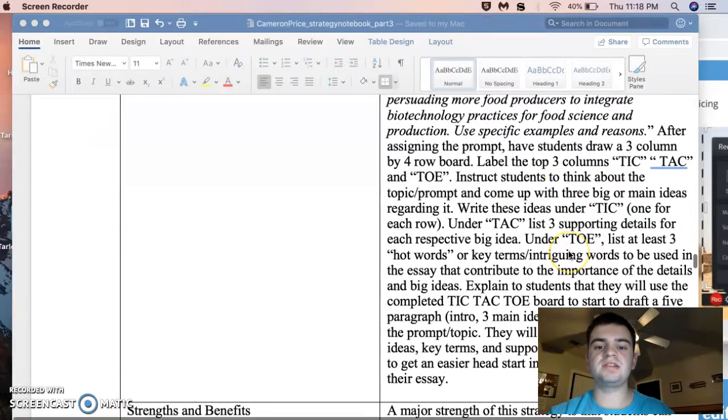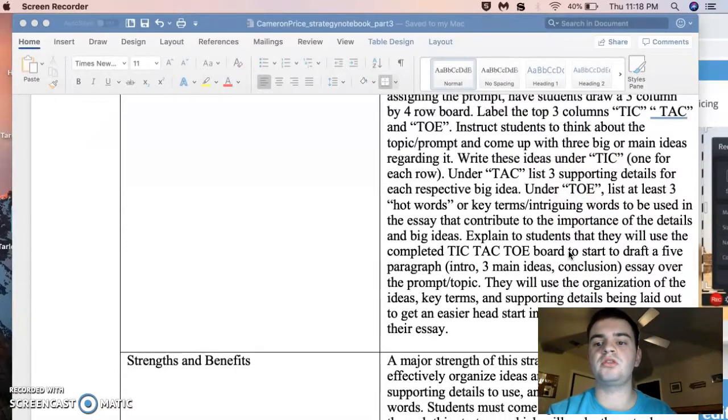Basically, instruct students to think about the topic and prompt and come up with 3 big or main ideas regarding it. So 3 big ideas or paragraphs you come up with, those are going to go under the TIC column, 1 for each row. And then under the TAC column, you're going to list 3 supporting details for each respective big idea from the TIC column. So TIC is the main ideas, and TAC is the supporting details for the ideas.